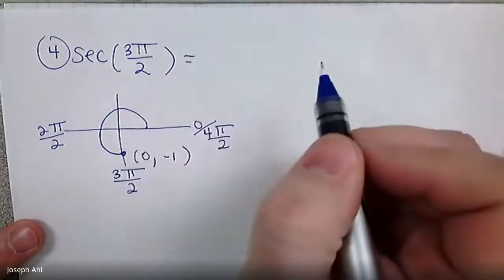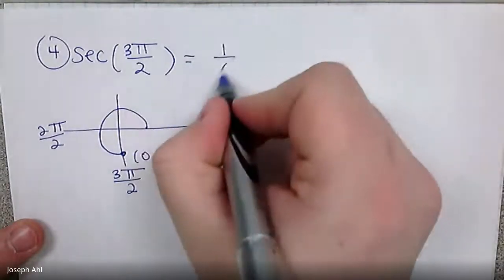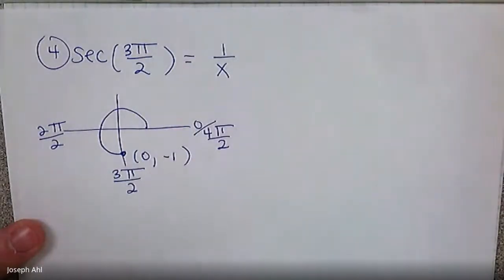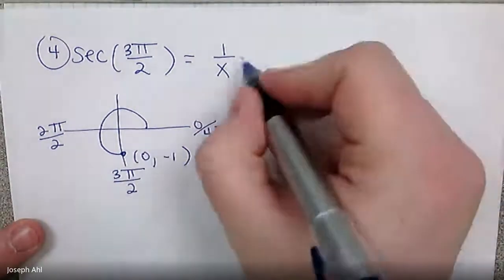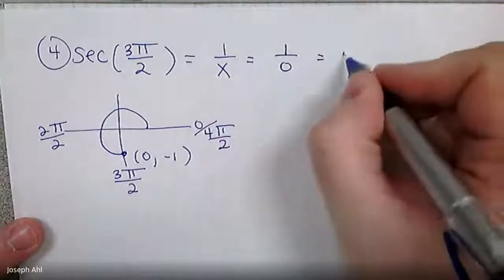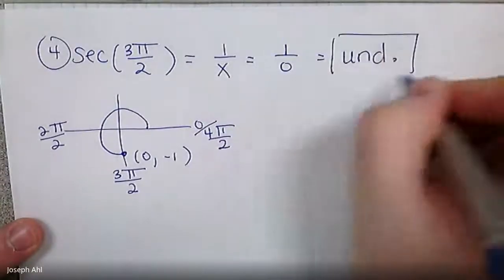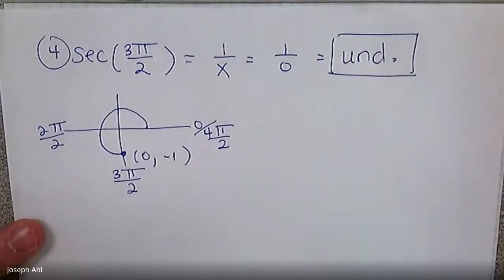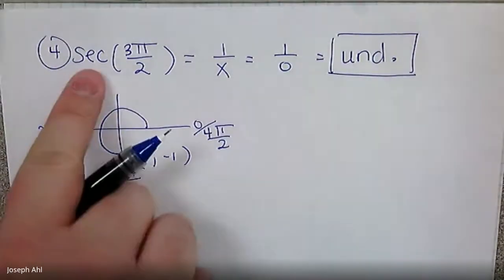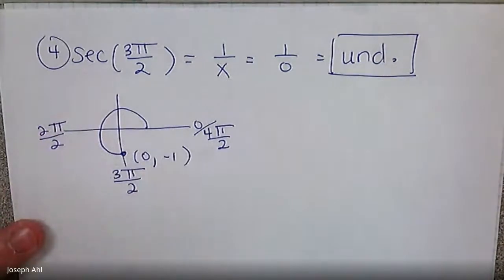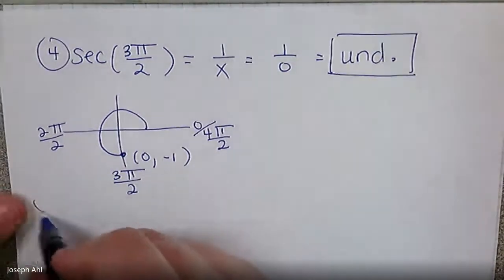Secant's the reciprocal of cosine, and cosine goes with x. So if cosine is x, secant is going to be 1 over x. The x value at 3 pi over 2 is 0, and 1 divided by 0 is undefined. So much later on in this unit, we're on day 2 right now, by day 7, we're going to graph secant. And when we graph secant, something weird is going to happen at 3 pi over 2, because we know that secant is undefined. Maybe you already kind of know what that is, but some foreshadowing of what's to come.